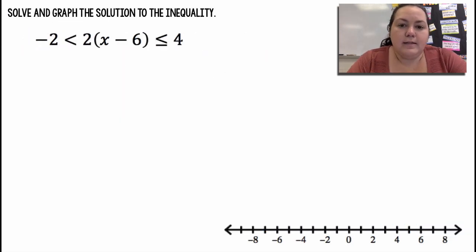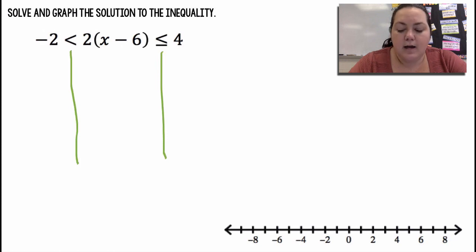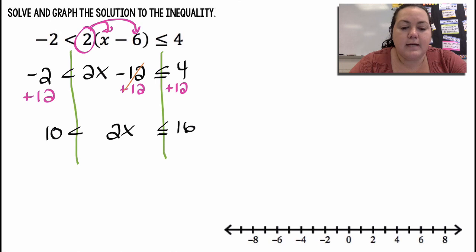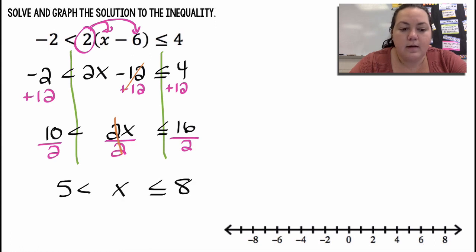All right, this is an and inequality. My x piece is in between two inequality signs. So I'm going to draw my lines. I need to distribute that 2. Or you could start with just dividing by 2 if you want to do that. So that gives me 2x minus 12 is less than or equal to 4. I'm going to add 12 to both sides. That gives me 10 is less than 2x, which is less than or equal to 16. Divide everything by 2. I get 5 is less than x, which is less than or equal to 8.